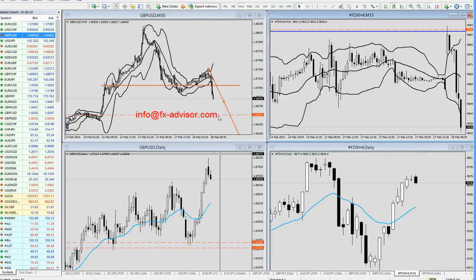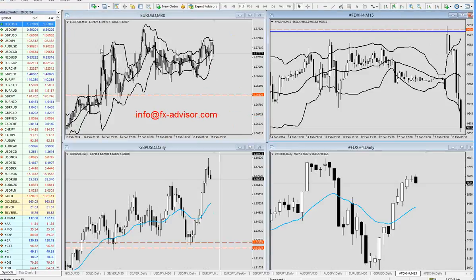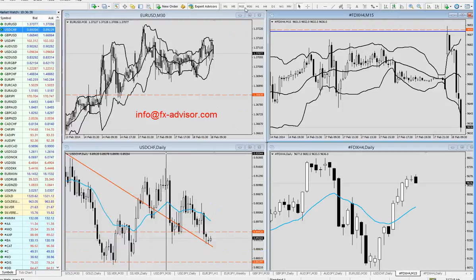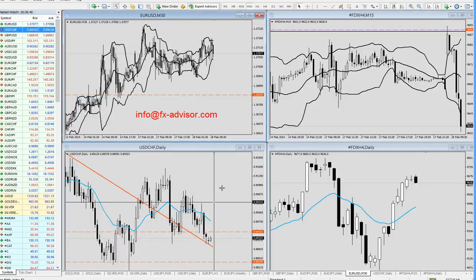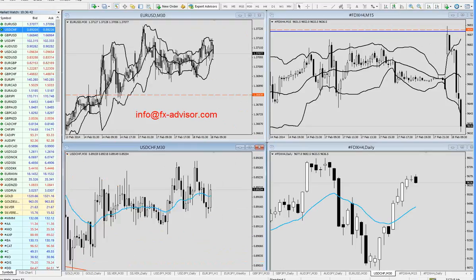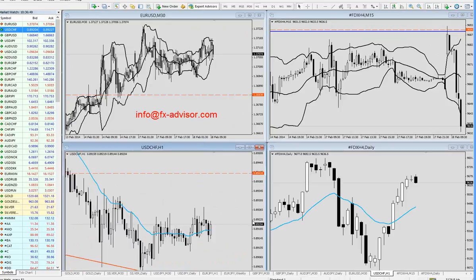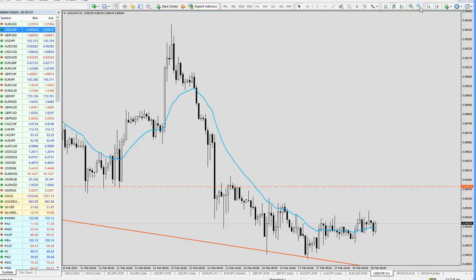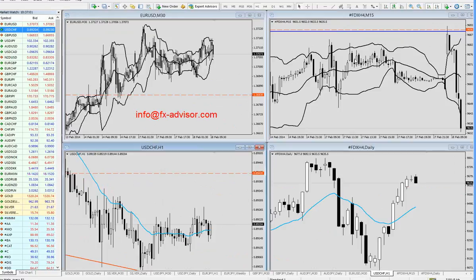Okay, pound still profit taking. Let's see what's going on with euro dollar, and let's do this on Swiss franc. Here we have 30 minutes. Let's switch to 30 minutes here as well. It's some kind of consolidation, 1 hour. Looks slightly better, but still a long way to go for our long position.